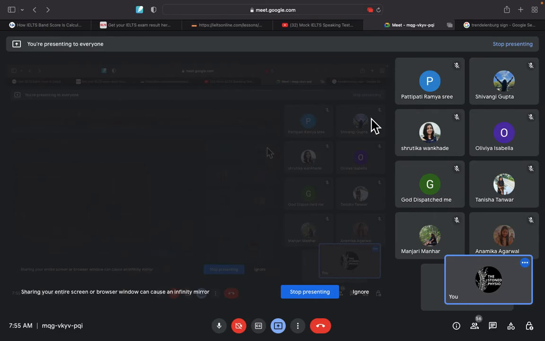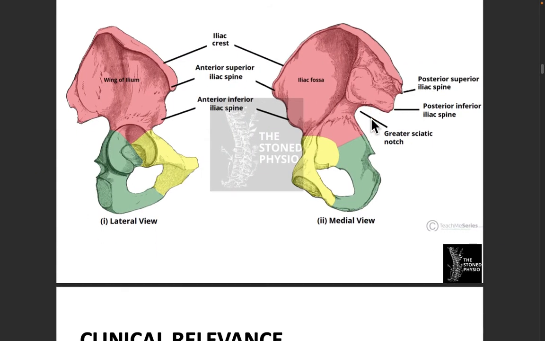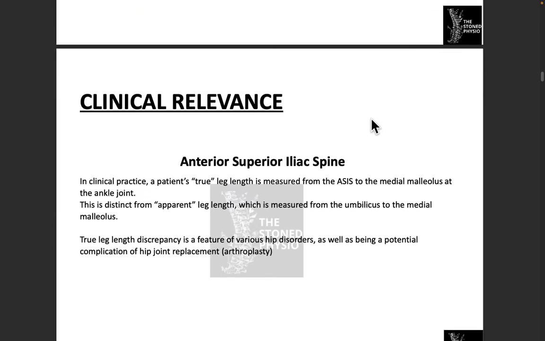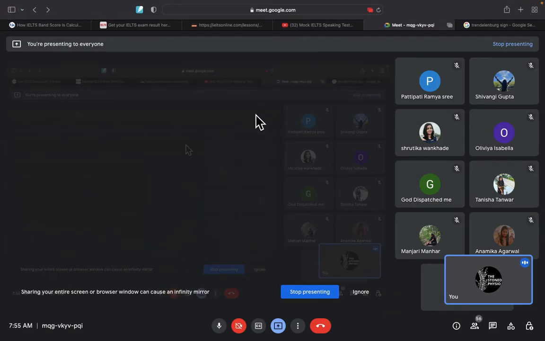ठीक है, okay. Now since we have talked about the ilium, the clinical relevance of that is to measure the true and the apparent leg length. Can anyone tell me about true and apparent leg length? नाम सुना है? To determine LLD, leg length discrepancy. हाँ, okay. In the case of true length, we measure it from the anterior superior iliac spine to the medial malleolus. In the case of apparent length, we will measure it from the umbilicus to the medial malleolus.